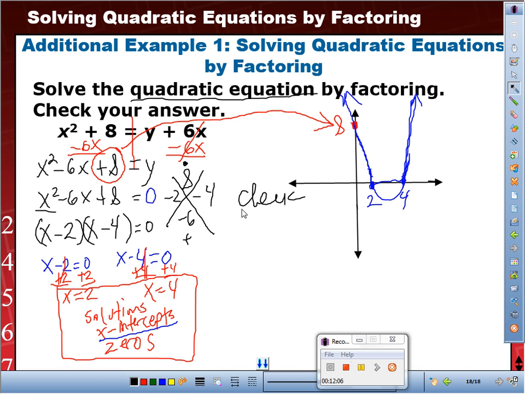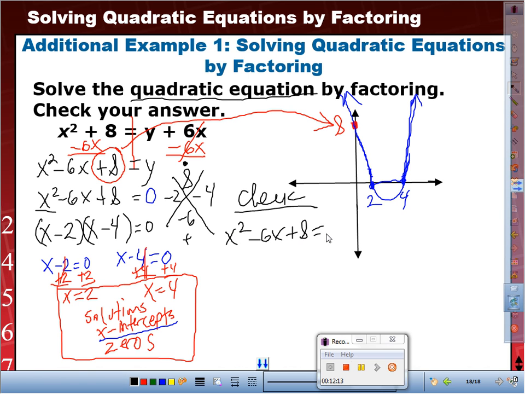Check. Let's write the standard form equation, which is x squared minus 6x plus 8 equals y. So what was our solution, Marissa? X equals 2, which is this one, and 4. So to check if these are correct, I'm going to first start with this one. What is my coordinate for that one? 2, 0. I'm going to substitute these values in here to see if it's true.